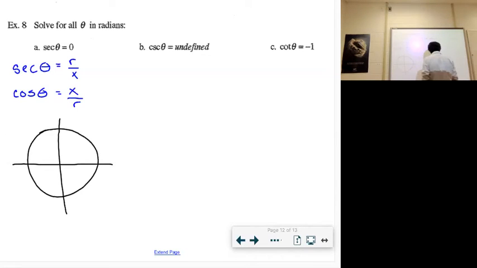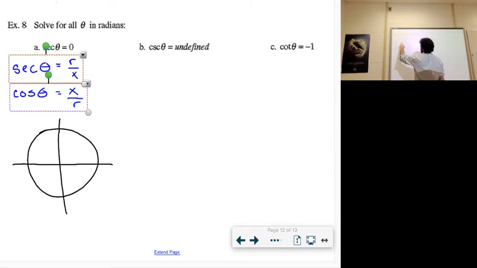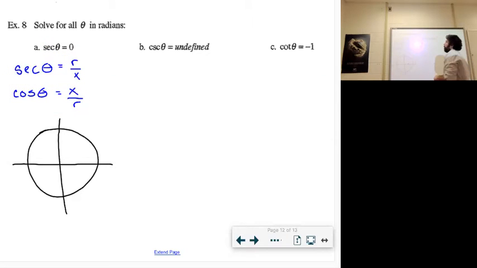Cosine is defined as adjacent over hypotenuse, and if we're working on a circle here, it's the x coordinate divided by the radius of the circle, which means secant is a reciprocal of that, which is the radius value divided by the x coordinate there.